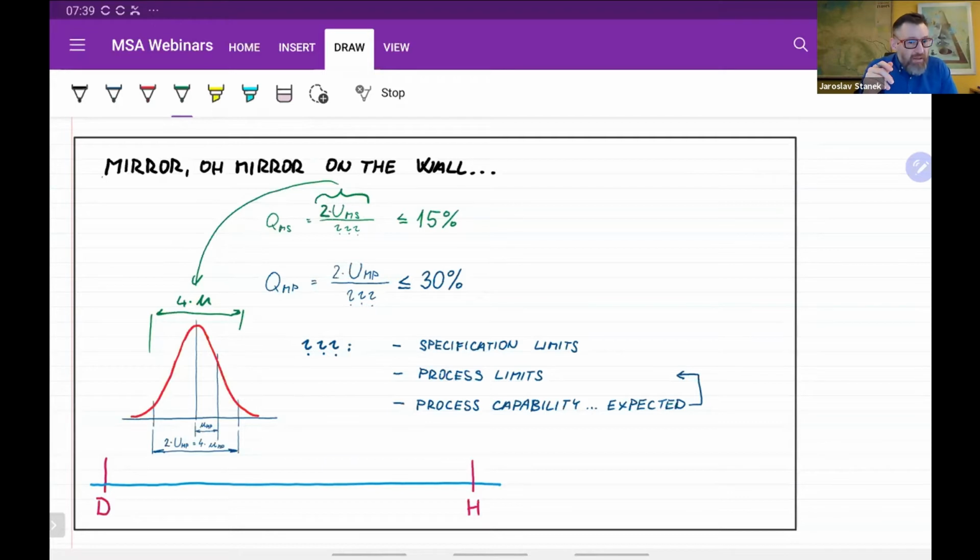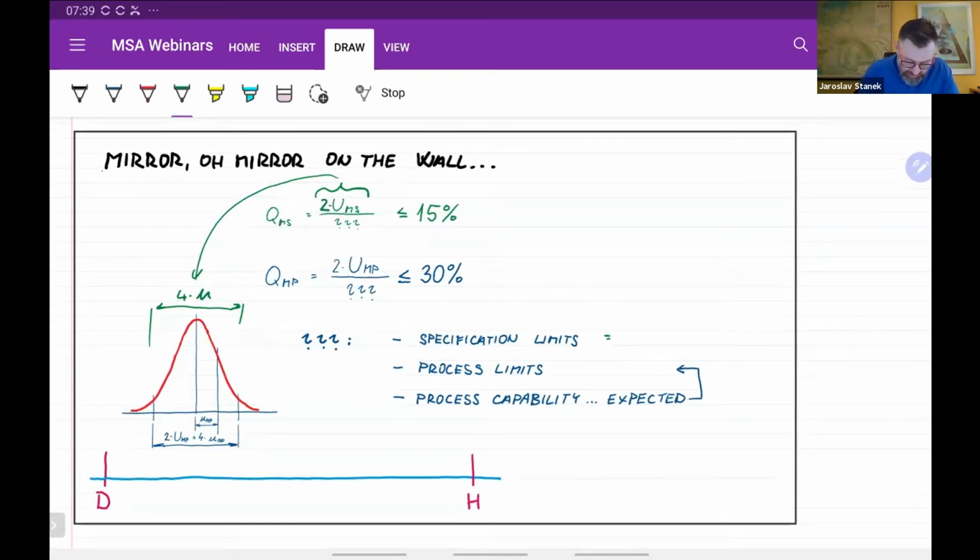So what can this something be? Well, first of all, the specification limits lend themselves to step in. So the specification limits, that's quite easy. That's the upper specification limit minus the lower specification limit. Sorry, I have to check here. The D and H instead of L and U. So that's one side of things.